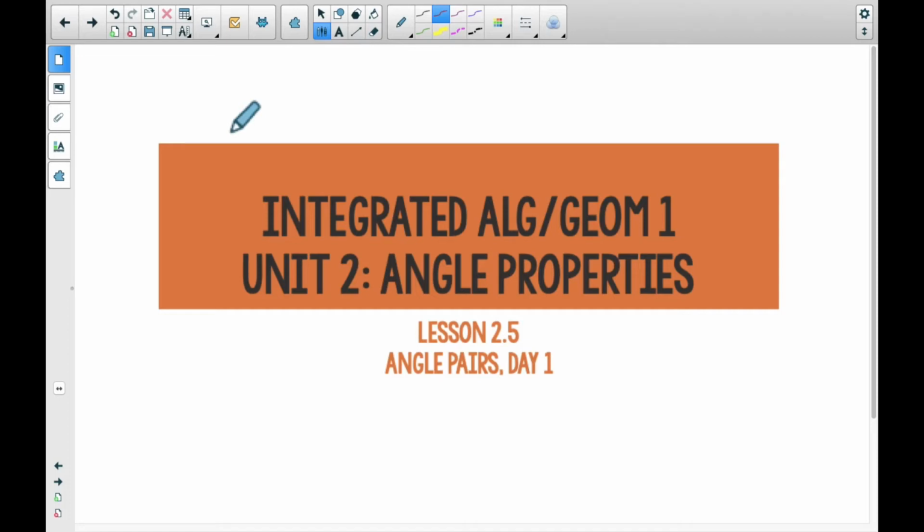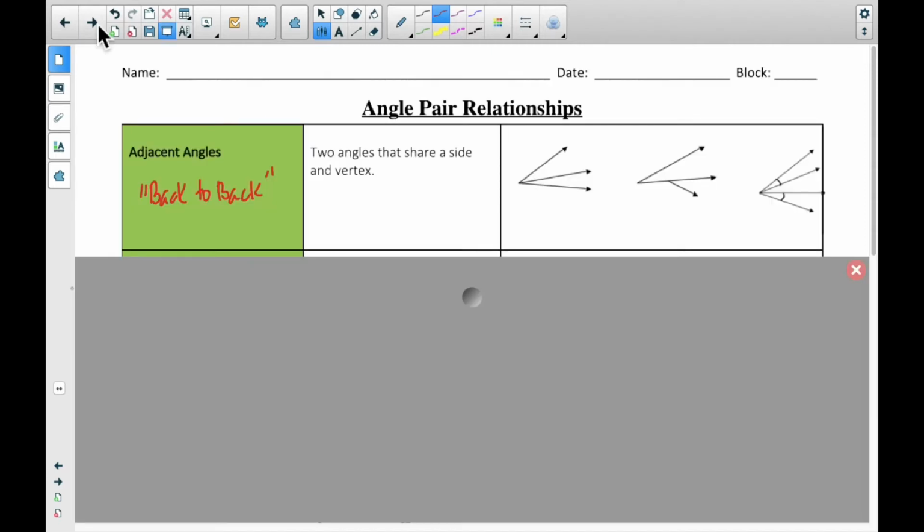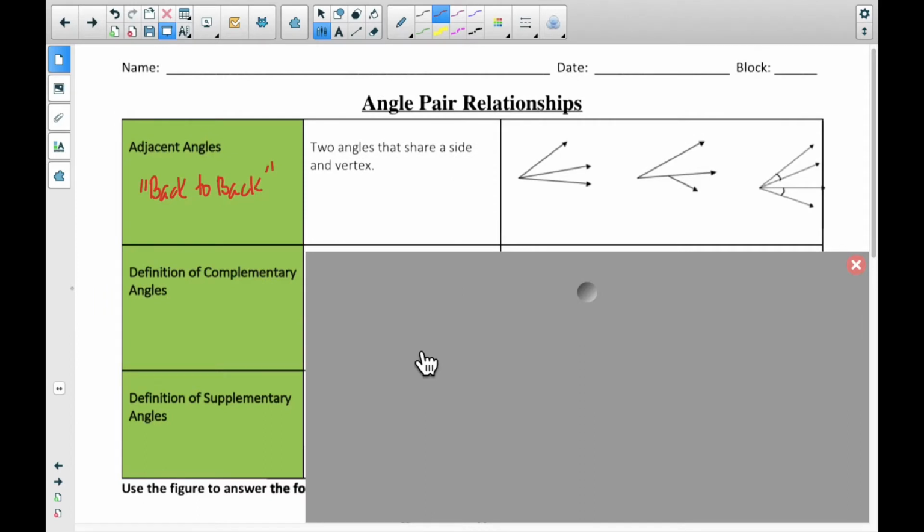Hi everybody, in this video today we're going to be talking about Unit 2, still talking about angles, and Lesson 2.5 is talking about angle pairs. And so when we say angle pairs, there are actually three pairs that we are going to be talking about. Those three pairs are adjacent angles, complementary angles, and supplementary angles. Adjacent angles, that word adjacent basically means back to back, two angles that share a side and a vertex.